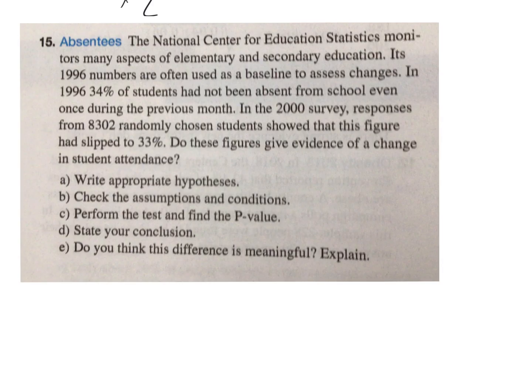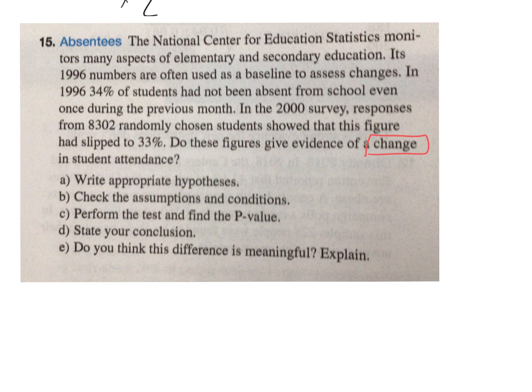The National Center for Education Statistics monitors many aspects of elementary and secondary education. Its 1996 numbers are often used as a baseline to assess changes. In 1996, 34% of students had not been absent from school even once during the previous month. In the 2000 survey, responses from 8,302 randomly chosen students showed that this figure has slipped to 33%. Do these figures give evidence of a change in student attendance? So there's our keyword for the alternative hypothesis. Okay? We're not worried about decrease or increase, it just wants to know if it changed.